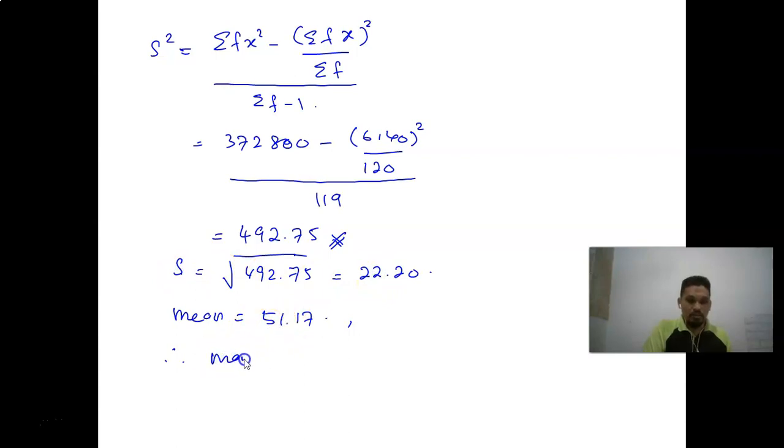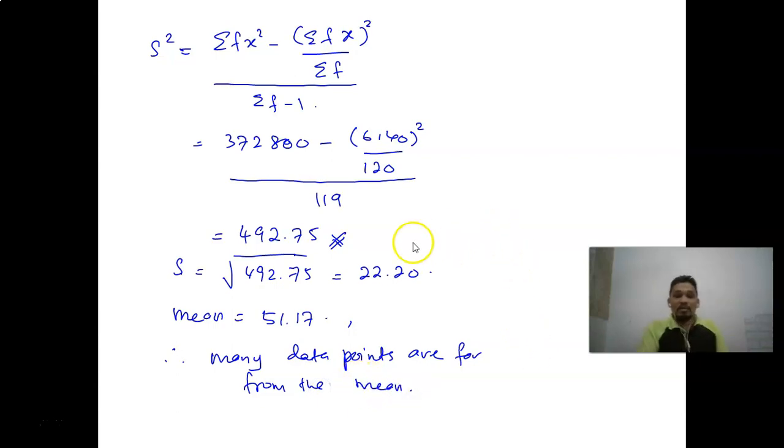So many data points are far from the mean. Okay, the standard deviation is very far from the mean.